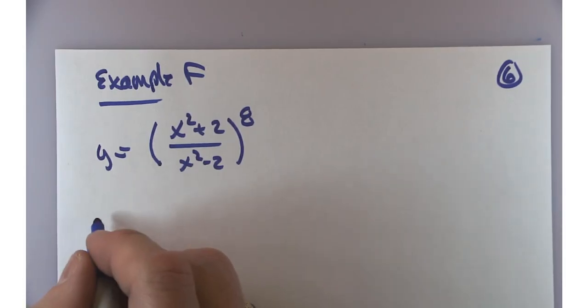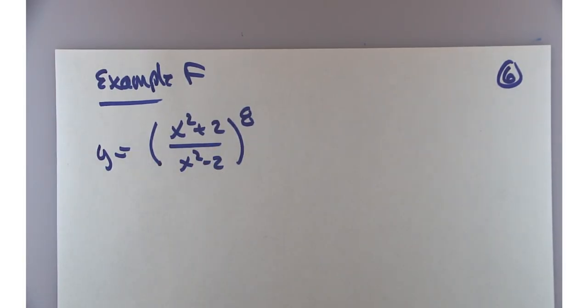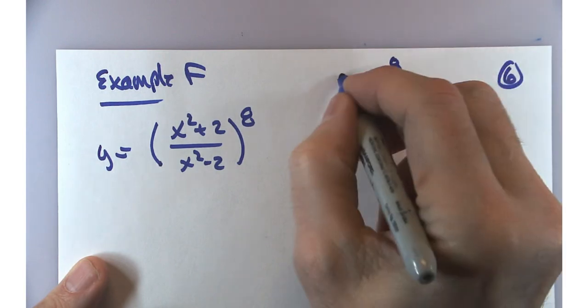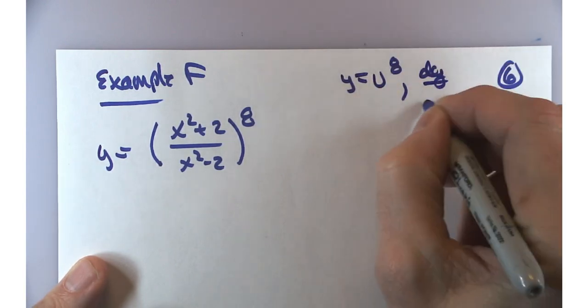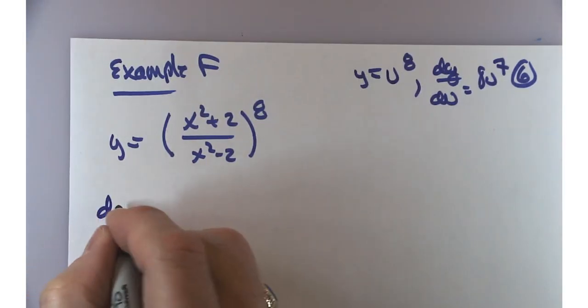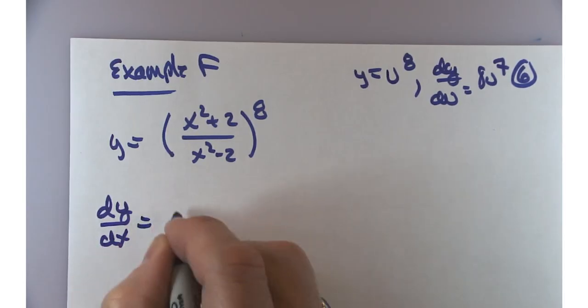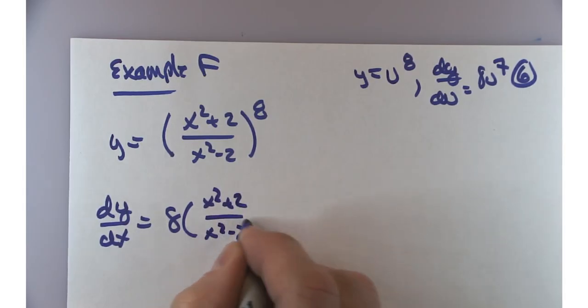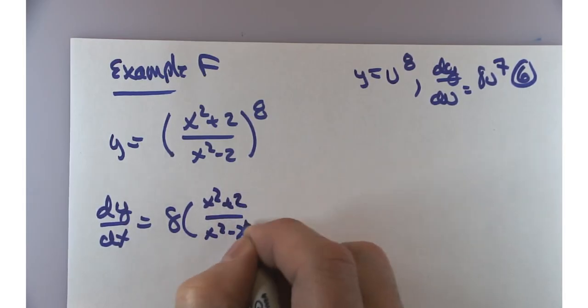So let's start out. What's my outside function in this one? What's the first thing you see when you're looking at this? Something to the 8th power. How do you differentiate something to the 8th power? If you had u to the 8th, then dy by du would equal 8u to the 7th. So, all right, let's work on that part. So dy by dx is going to be 8 times x squared plus 2 over x squared minus 2, raised to the 7th power.